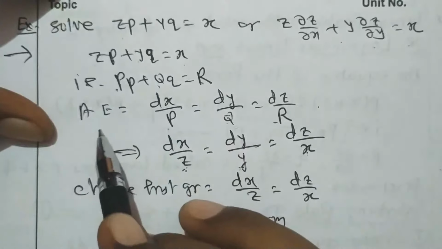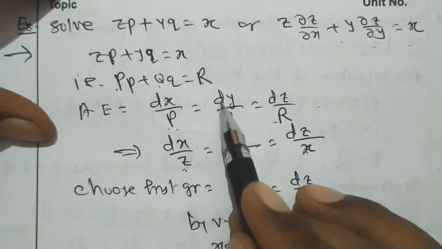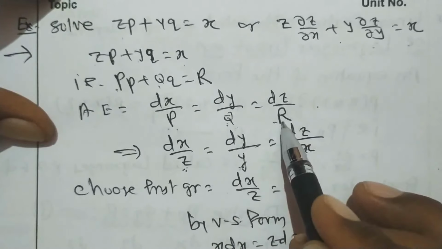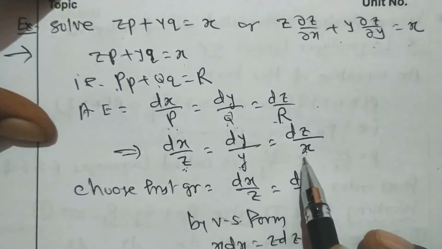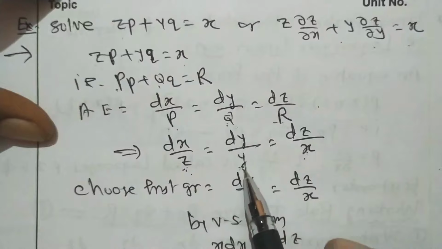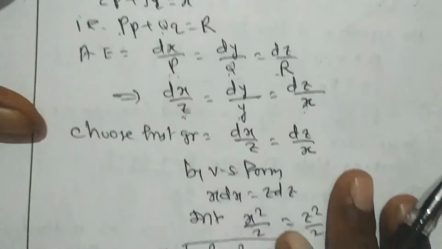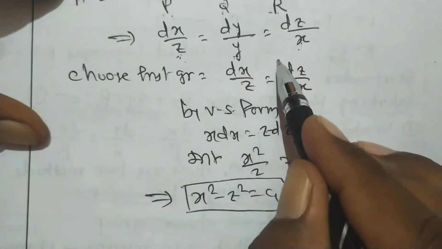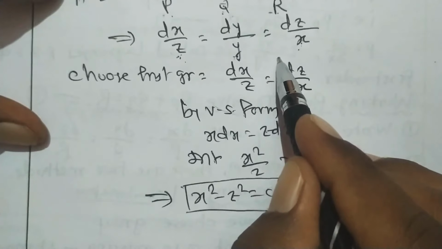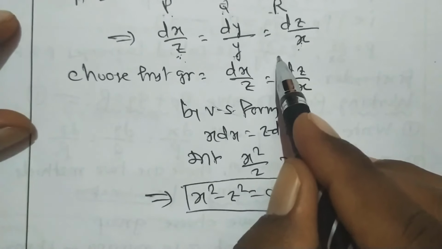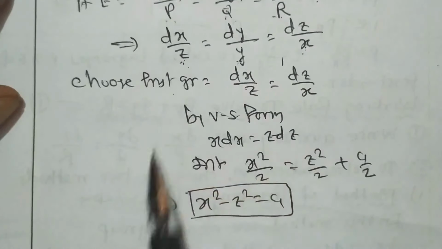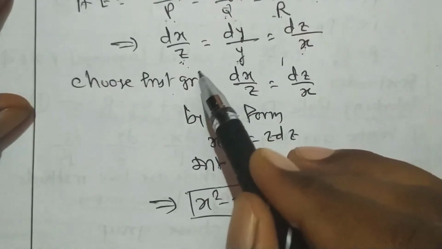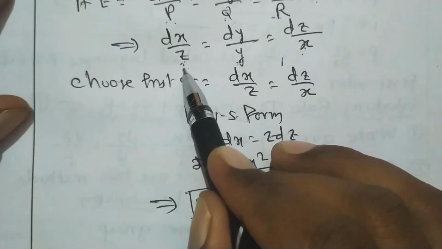So first write the auxiliary equation dx upon P equal to dy upon Q equal to dz upon R. Here P is equal to z, Q is equal to y, R is equal to x. So dx upon z is equal to dy upon y equal to dz upon x. Now we have to solve this symmetrical simultaneous differential equation, and for solving this we have to find two solutions. We know two methods. The first one is the grouping method and the second one is the multiplier method. So shall we use the grouping method here?